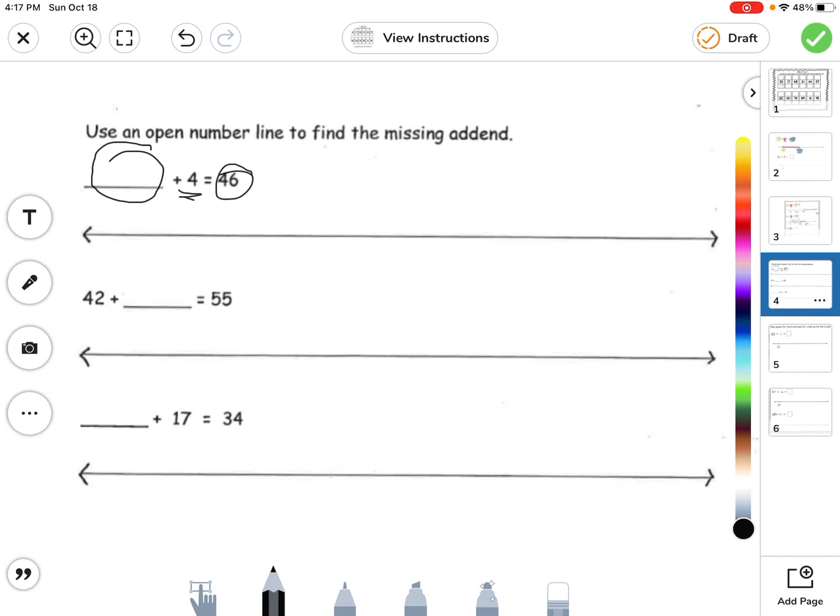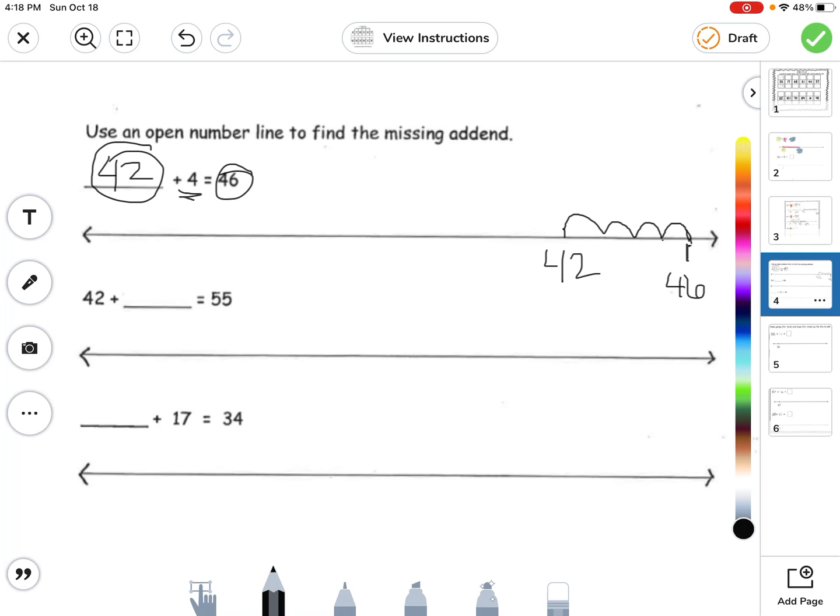So instead of using the greater add-in, we're going to start at our sum, and our sum is 46, not 44, 46. And then we're going to actually hop backwards to find what our first add-in was. So we have 46 and we know that 4 was added to it. So then we're going to hop back 1, 2, 3, 4. So then if we had 46 and we count back 45, 44, 43, 42. So it is appearing as if 42 is our missing add-in.